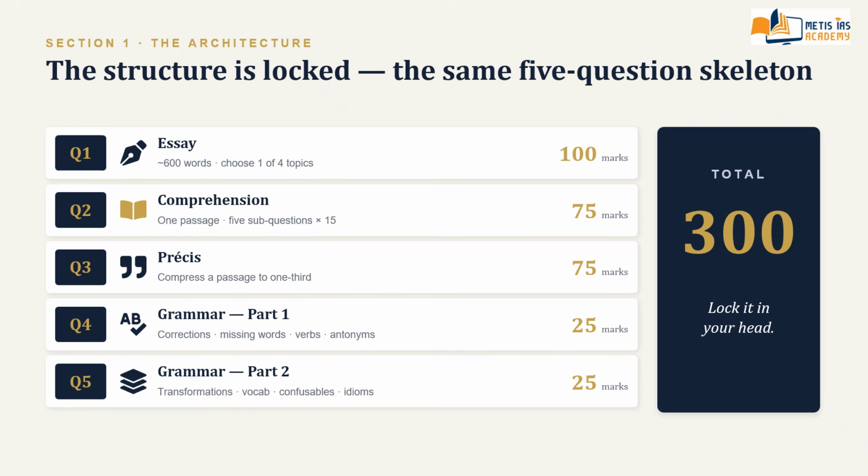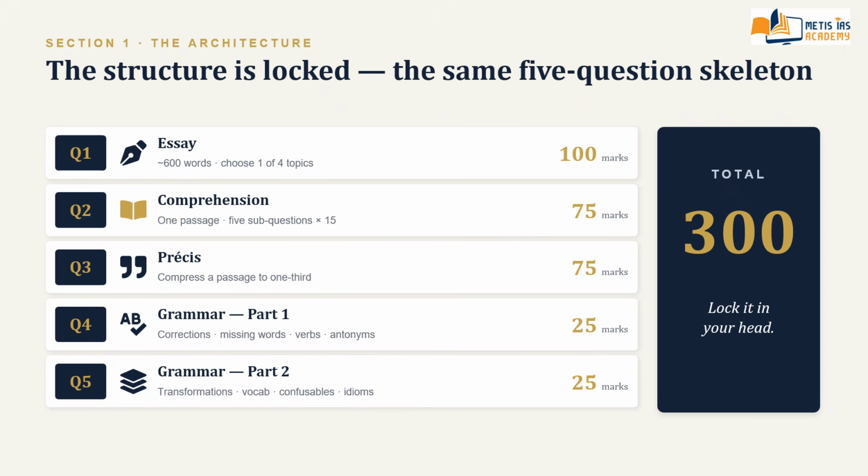Question number 2 is comprehension. The comprehension has 75 marks. It consists of a passage with 5 sub questions. You have to read the comprehension and answer the 5 sub questions. Each question carries 15 marks. This is regarding comprehension.